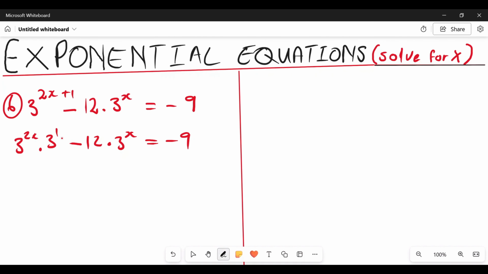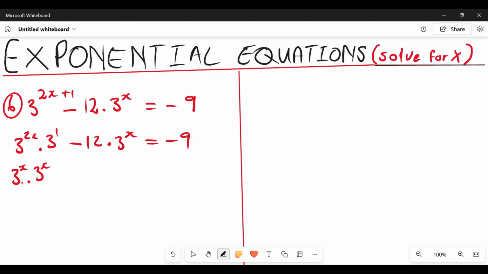Guys, we are not done. We need to reapply it on this 3 to the power of 2x again, because there is no common factor here, right? So when we apply the power of a product rule again on this 3 to the power of 2x, it's going to be 3 to the power of x multiplied by 3 to the power of x.